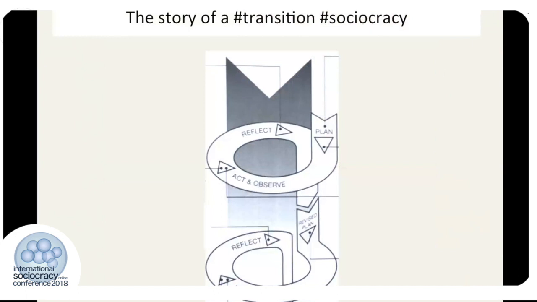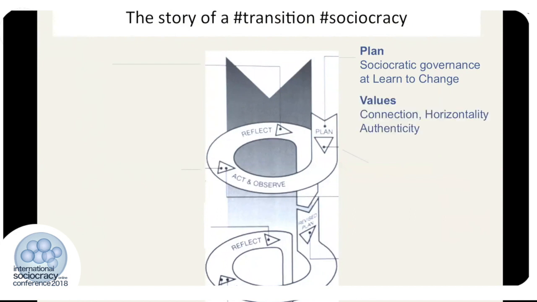So the story of the transition, I'm going to use this spiral idea again. As you can see, the spiral goes from a plan, and then acting and observing, reflecting, and then revising a plan, and observing and reflecting again. So you're going like this, in cycles. What I did for this action research is focus on sociocratic governance at Learn to Change, which is the association I was talking to you about. The values I wanted to work on were connection, horizontality, and authenticity.